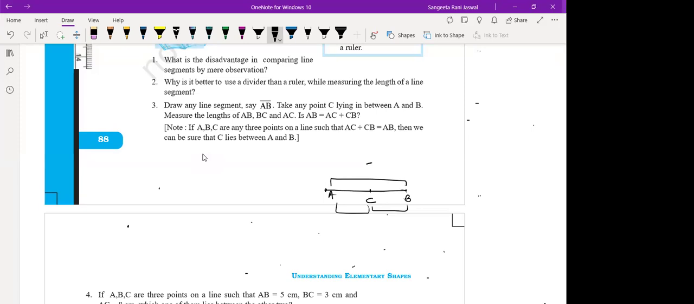So we just make a line of any length in centimeters and randomly take any point C in between, right? Suppose I take a line segment of 8 centimeters and at 5 in between I make this point. I can just measure the AC distance and the CB distance, and when I add them, that distance will be equal to AB. Please pay attention.